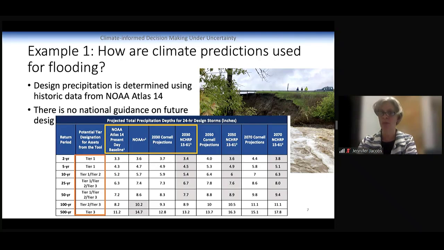And so the state here adopted a combination of NOAA Plus, for political reasons as well as for good reasons, and NCHRP 1561. That stood for about 3 years, and they have now revised their design standards to use something called the Cornell projections, which would be a weather model simulation. So we're not using any climate model output of precipitation, but we're simulating the weather using upper atmospheric conditions in order to estimate design precipitation. Okay, maybe. That might work. But this tells us we have a range of different approaches that we're taking.